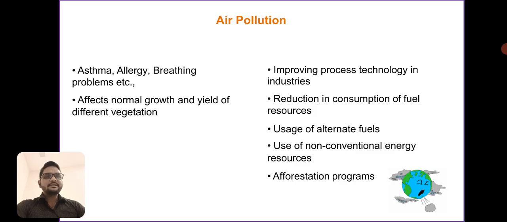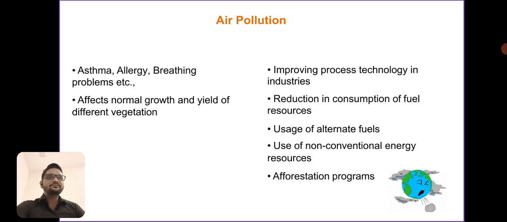Next, what are their impacts? The impacts are asthma, allergy, breathing problems, and effects on normal growth and yield of different vegetation. Pollution can be prevented by improving process technology in industries, reduction in consumption of fuel resources, use of alternate sources, use of non-conventional energy resources and afforestation programs.